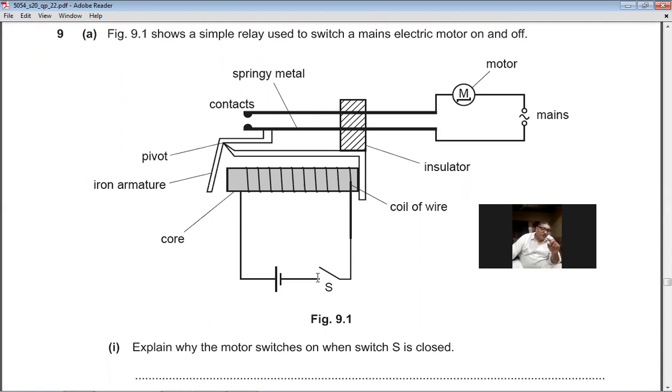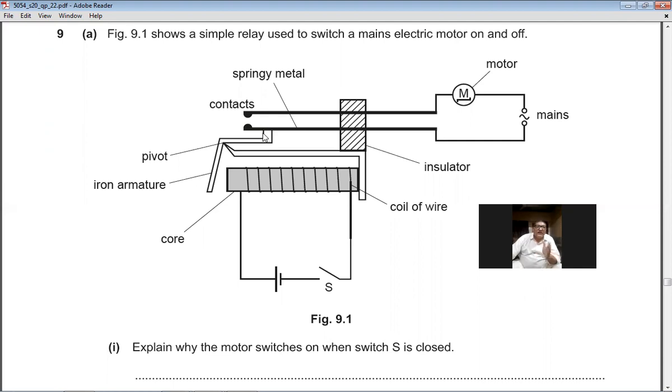So when you close this switch, the current will flow through this coil. This coil will become an electromagnet. When this coil becomes an electromagnet, it will attract this vertical portion of the iron armature towards it. So this vertical portion of the iron armature will be attracted towards the right. It's pivoted here, so this horizontal portion of the iron armature will move upward.